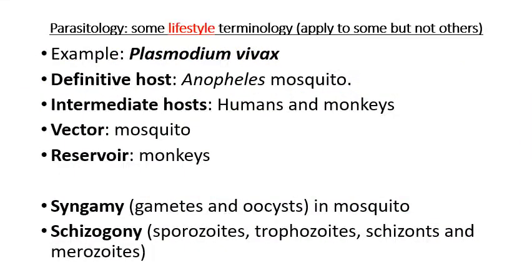Okay, so Plasmodium vivax, the definitive host is the Anopheles mosquito. The intermediate host is the human or the monkey. The vector is the Anopheles mosquito. And there is a non-human reservoir, and that's the monkeys. Right. And so they practice schizogony in the humans and syngamy in the mosquito.